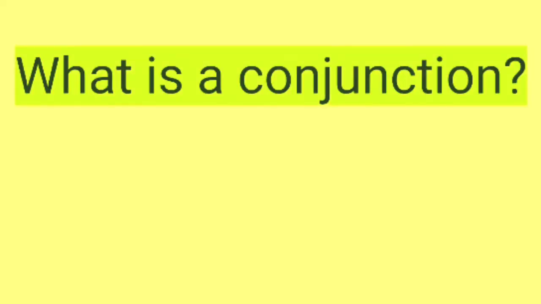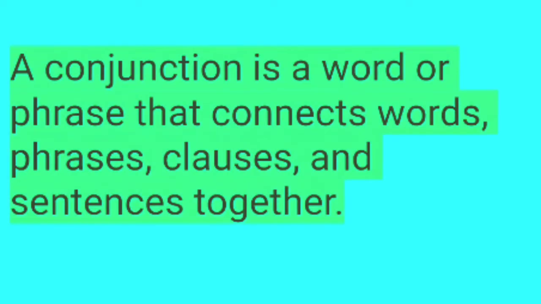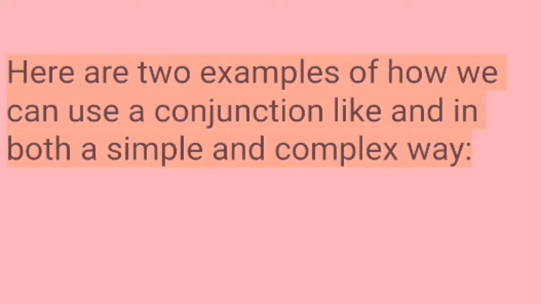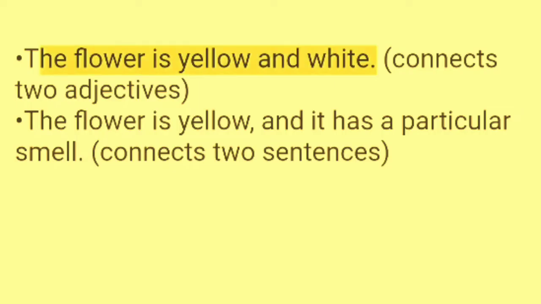What is a conjunction? A conjunction is a word or phrase that connects words, phrases, clauses, and sentences together. Here are two examples of how we can use a conjunction like "and" in both a simple and complex way. The flower is yellow and white.